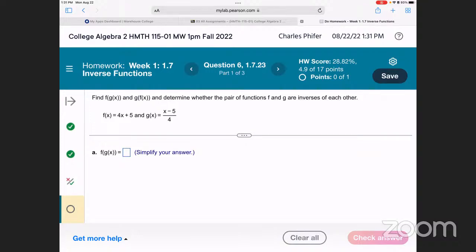So in this example, we're asked to find f compose g of x and g compose f, and determine whether the pair of functions f and g are inverses. To verify that two functions are inverses of each other, when you say f compose g, you should get x. Also, when you do g compose f, you should get x. So when we compose these two functions in both directions, in both outcomes, it should be x.